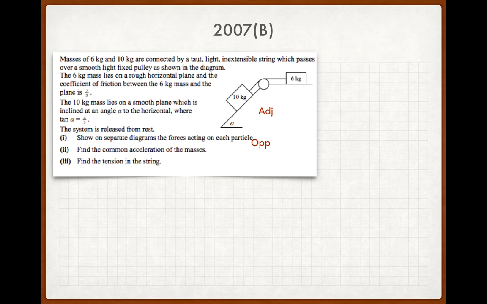Right, pass over a smooth, light, fixed pulley. It's light, so we can ignore the mass. Smooth, no friction. And if it's fixed like that, in this particular case, we generally ignore it when we look at F equals ma.